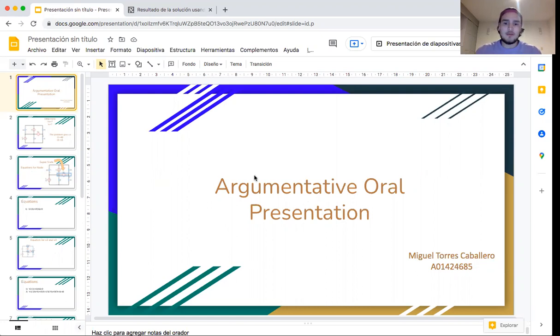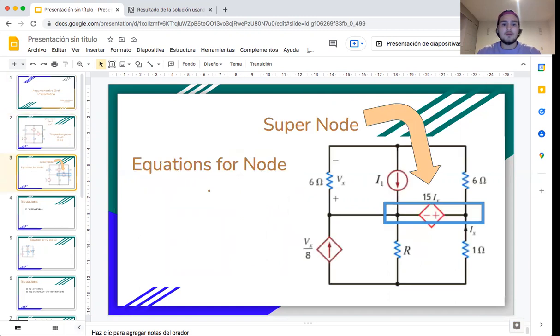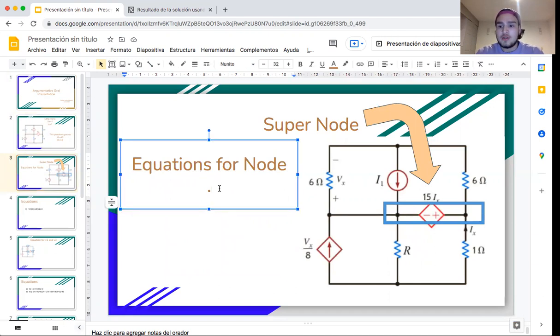I'm going to solve the argumentative oral exam, and this is the argumentative oral presentation that I made. First, the problem says that we need to determine the Vx and Ix. The Vx is right here, and the Ix is right here from the problem. The problem gives us the I1, that is this one, with 46, and the R with 16, that is this one. So first, we need to have a supernode, that is this one, and we are going to find the equation of the supernode.